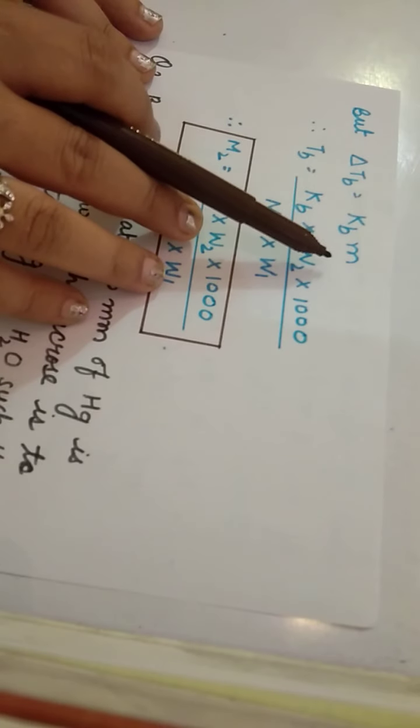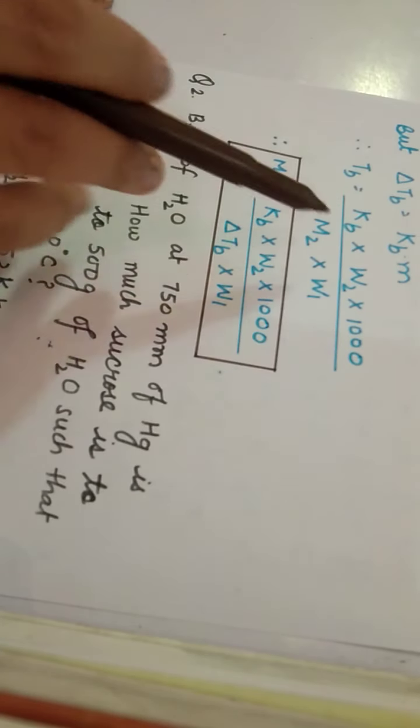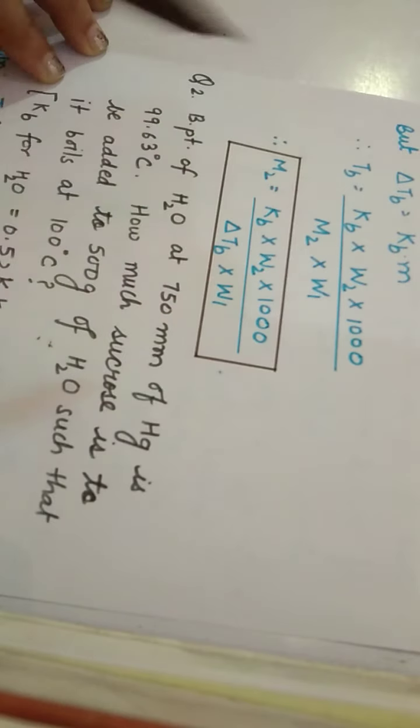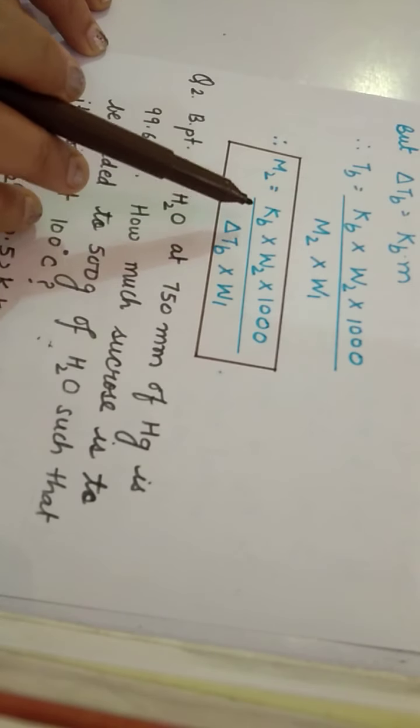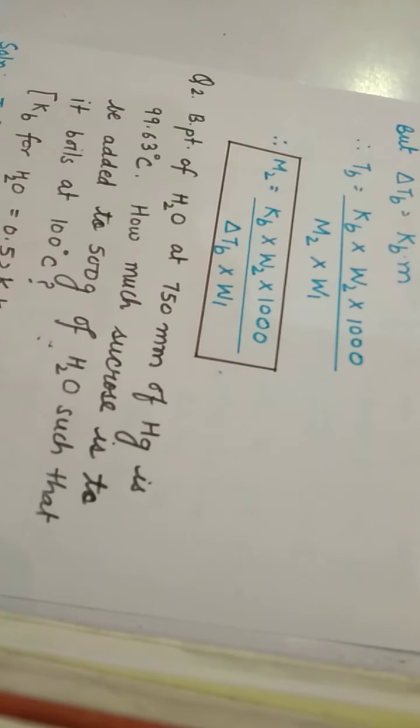So children, we have already got that delta Tb is equal to Kb m. We'll put the value of m, that is molality, in this formula. So delta Tb is equal to Kb into molality, which is W2 into 1000 upon M2 into W1. So M2 is equal to, children, Kb: M2 will go that side and Kb will come this side. So M2 is equal to Kb into W2 into 1000 upon delta Tb into W1.